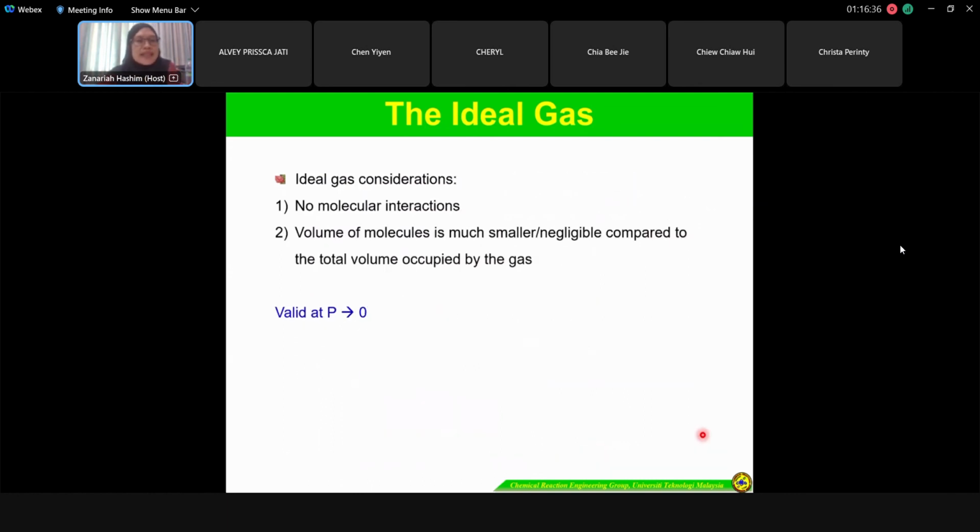So for the ideal gas, what are the considerations, or what do we assume? Number one, no molecular interactions. And then the volume of molecules is much smaller or negligible compared to the total volume occupied by the gas. So these two assumptions are valid at P approaching 0.